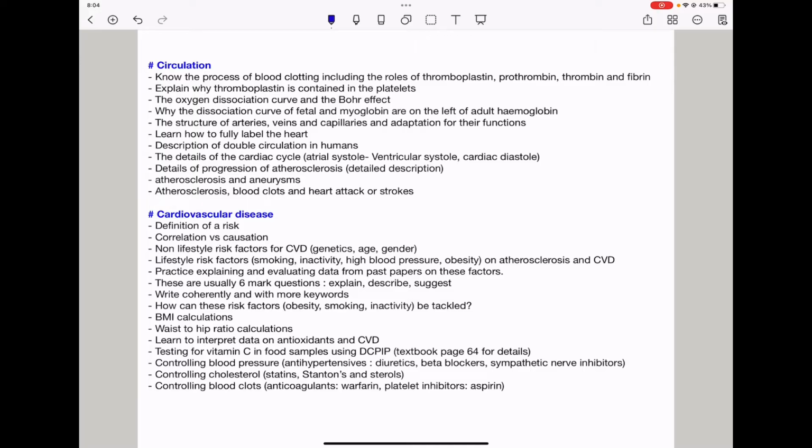We need to learn to practice explaining and evaluating data from past papers on these factors. I'm talking about the risk factors because many times they bring questions as well as data on these points. They usually bring 6-mark questions where they ask you to explain, to describe, or suggest. In these questions, you need to write coherently and you need to use keywords.